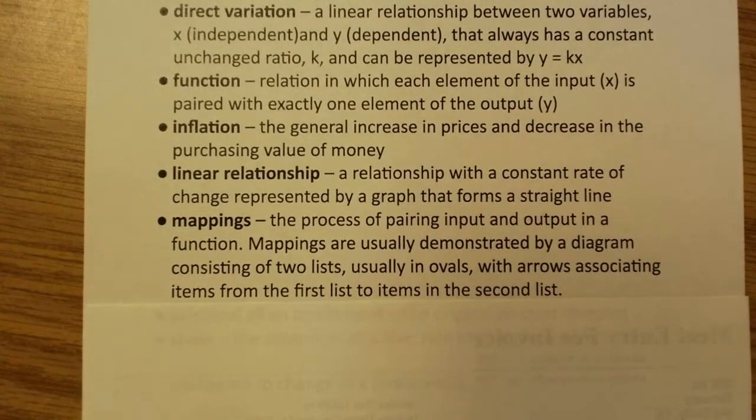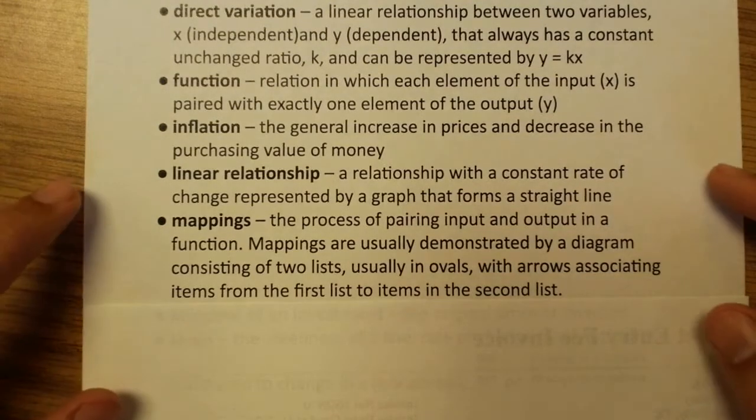Mapping is the process of pairing input and output in a function. Mappings are usually demonstrated by a diagram consisting of two lists, usually in ovals, with arrows associating items from the first list and the items in the second list. Okay, mappings deal with functions. We will look at what a mapping looks like later. Mappings are arrows and ovals. Arrows, ovals, and numbers make a mapping, and those are ways to represent a function. We'll look at those here in a while.